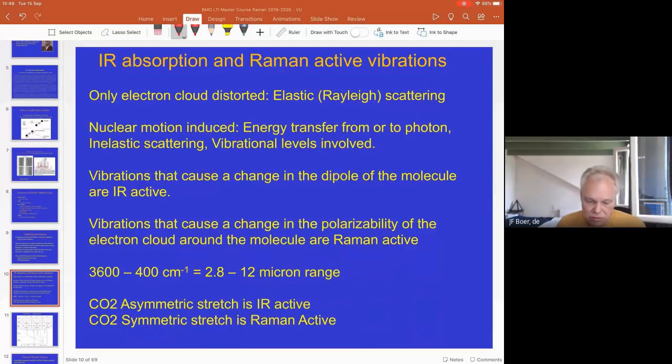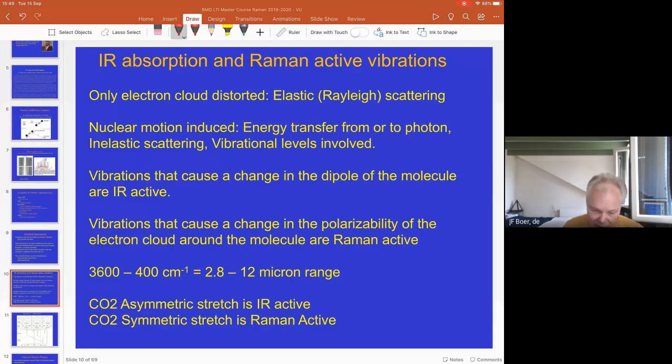So to summarize, if we only distort the electron cloud around the molecule with no energy transfer, it's elastic scattering or Rayleigh scattering. If we induce a nuclear motion, then there is energy transfer from or to the photon. We call it inelastic scattering, and then the vibrational levels of the molecule are involved. Vibrations that cause a change in the dipole of the molecule are infrared active, and vibrations that cause a change in the polarizability of the electron cloud around the molecule are Raman active.